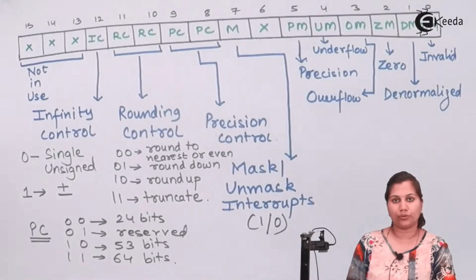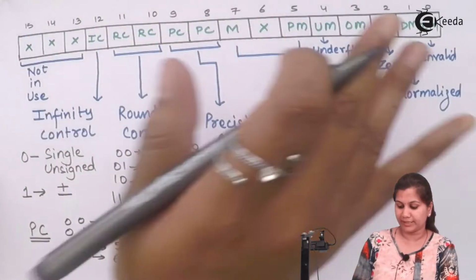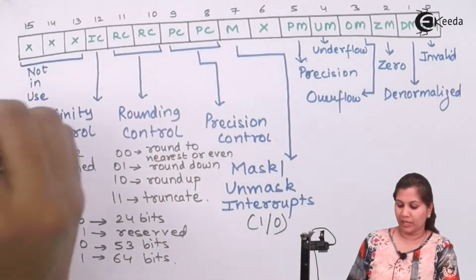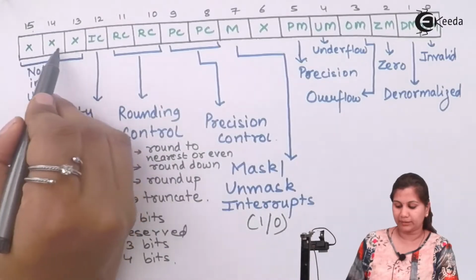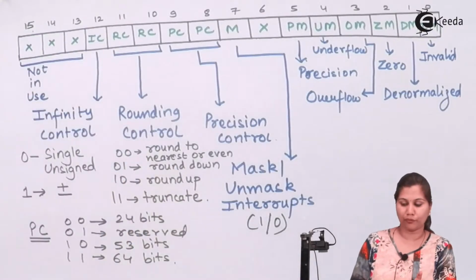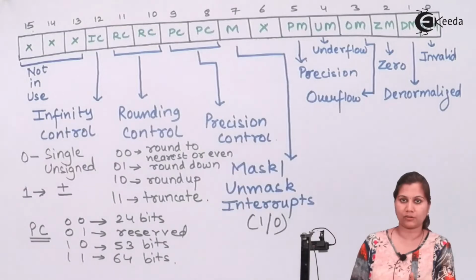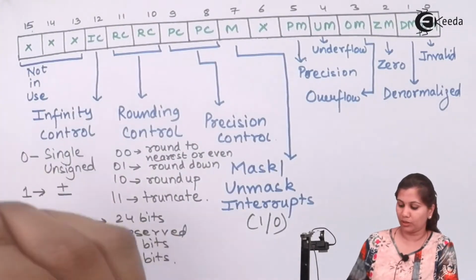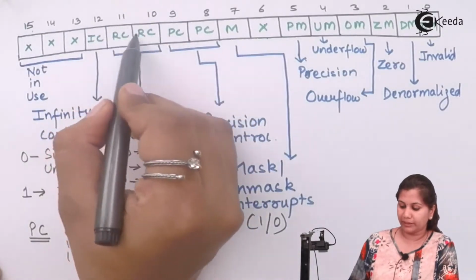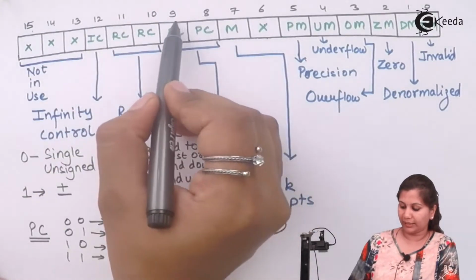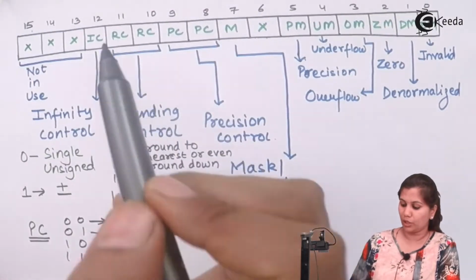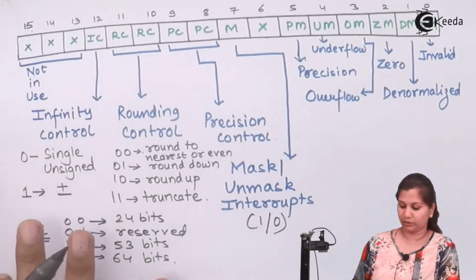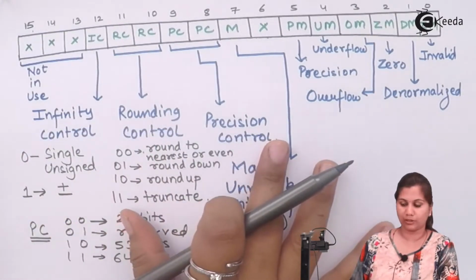So this is the control register showing the 16 bits. How these 16 bits are defined: you can see bits 15, 14 and 13 are not in use, they are reserved for future purpose. Also bit number 6 is not in use. Then we have IC, which is for infinity control. The 10th and 11th bits are for the rounding control. The 8th and 9th bits are for the precision control. So all types of controlling are provided here: the control word, infinity, rounding, and the precision control.